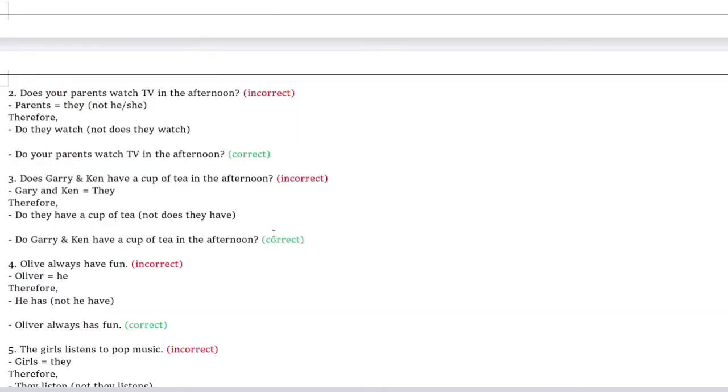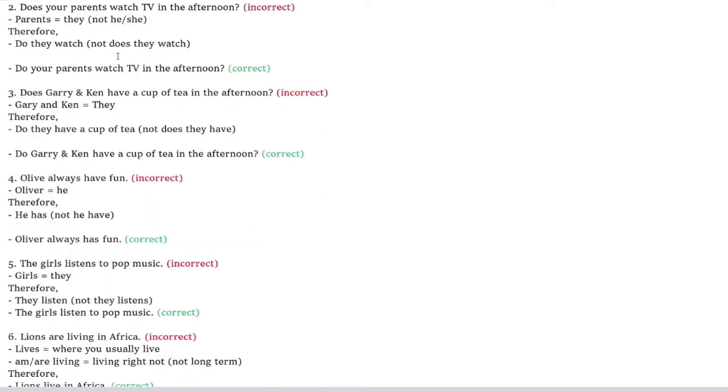Very good. Let's go on to part 2. Does your parents watch TV in the afternoon? Again, it's incorrect. Parents are they. Do they? Right, so do they watch? Not does they watch. So do your parents watch TV in the afternoon?